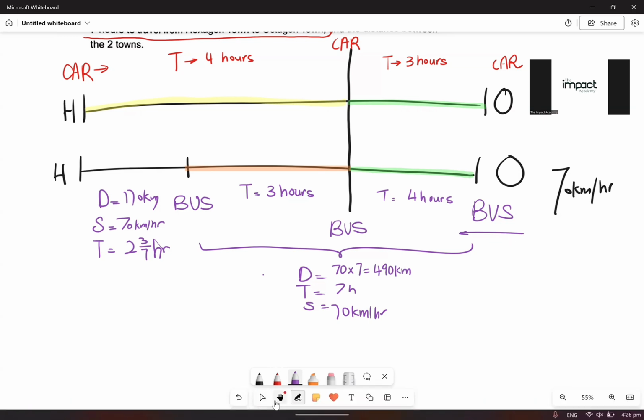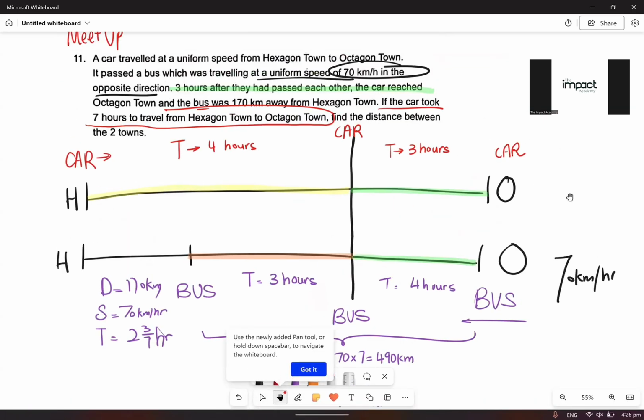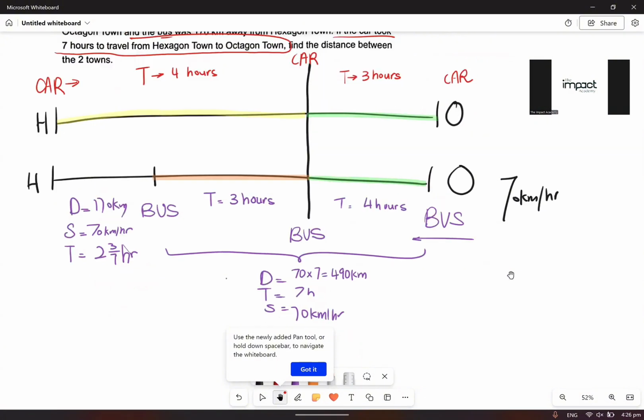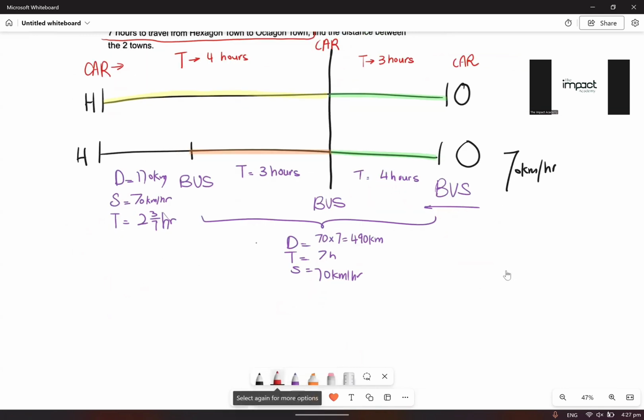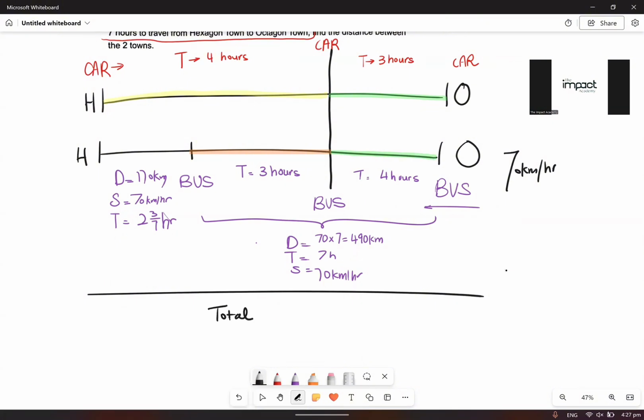Yeah. Okay, let's read the question. What is the question trying to find? Find the distance between the two towns, right? Plus what again? 490. Very good. So that is 170 plus 490, which is 660. So that is the total, right? Total what? Distance. Total distance, which is what we need to find in the question. Agree or disagree? Okay, so that's basically what you need to find.